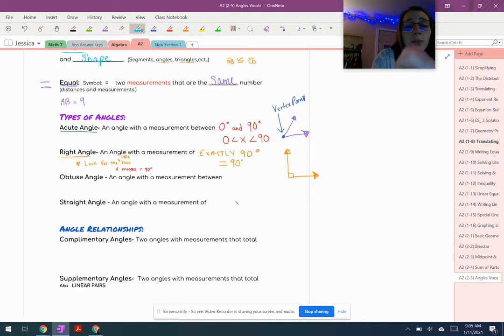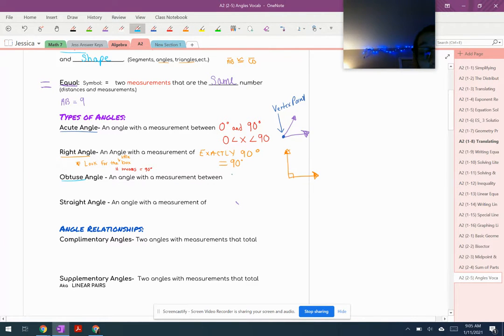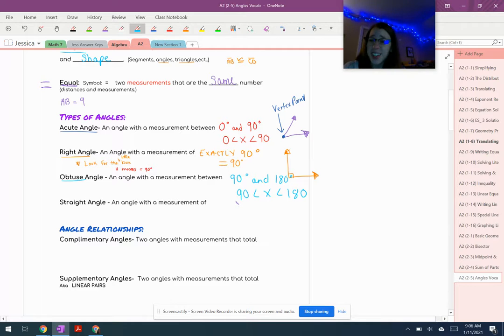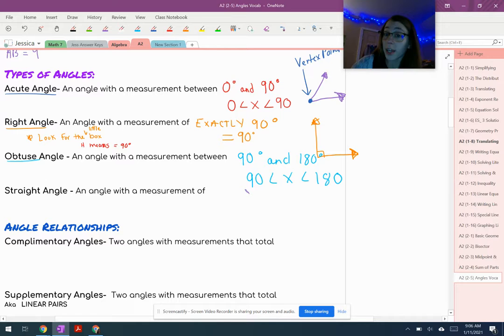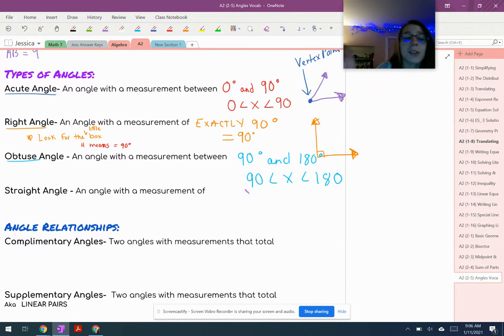The next one is what's called an obtuse angle. And that is an angle with a measurement between 90 degrees and 180. And so again, meaning that it can't be equal to 90, but it also cannot be equal to 180, but it can be anything in between. And that makes sense because if it was equal to 90, then it would be a right angle. And then I guess you can put together what it would be called if it was 180 degrees.